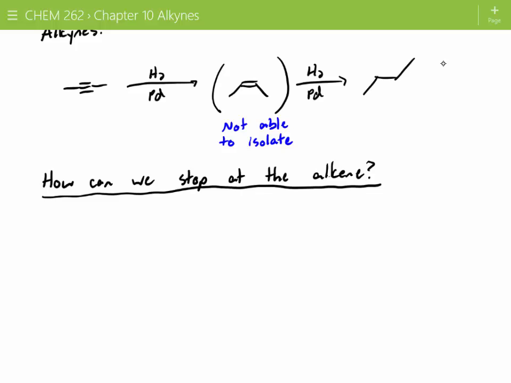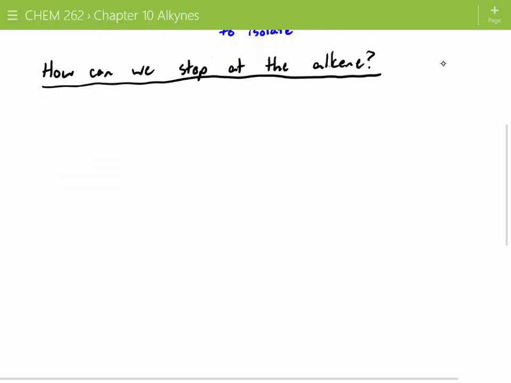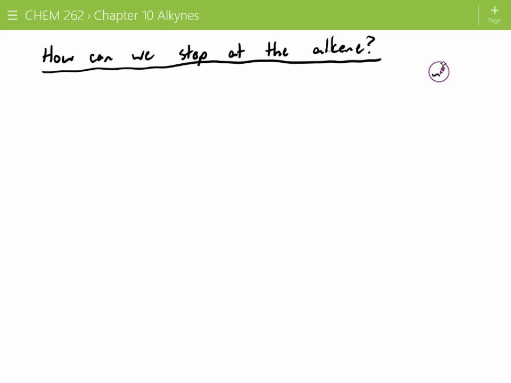And what we call this is a poisoned catalyst. We want a catalyst that's just simply not as good. Yep, they call it poisoned. And there's a few different catalysts that are used. The first one is called Lindlar's catalyst, Lindlar.